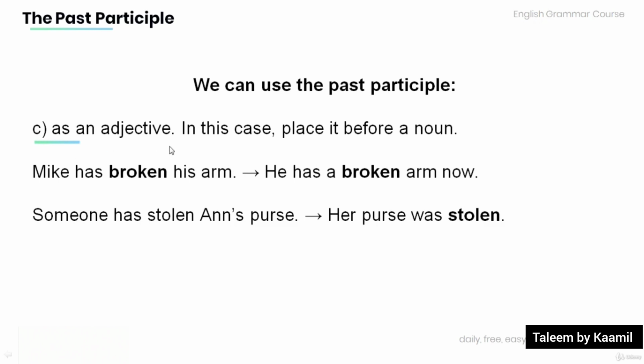C. As an adjective. Now, in this case, place it before a noun. Have a look at the examples below. Mike has broken his arm. Now, in this sentence, the past participle is used in the present perfect. But in this sentence, he has a broken arm. In this sentence, past participle is used as an adjective to describe the noun arm.